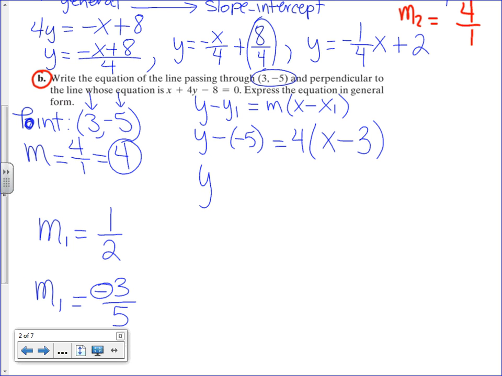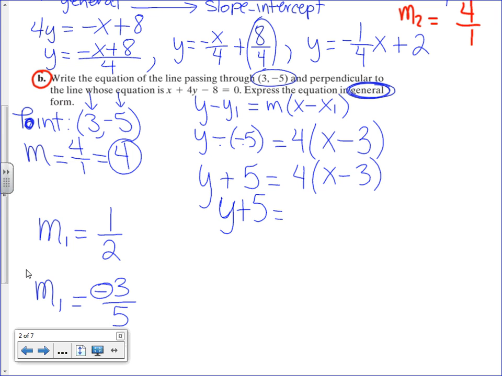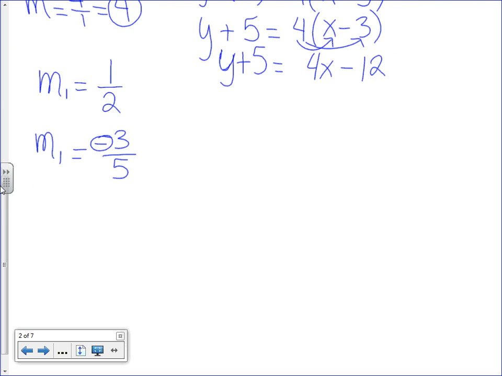Okay, so here negative times negative is positive. And if we want the, you guys notice we need our answer in general form. All right, we can do that, right? Okay, so 4 times x, 4. And then 4 times negative 3? All right. So will that be in general form?